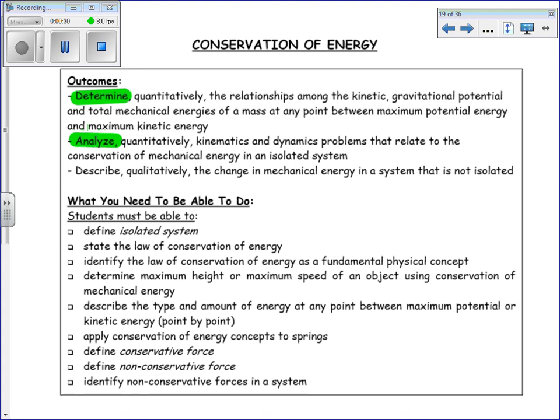Analyze quantitatively kinematics and dynamics problems that relate to the conservation of mechanical energy in an isolated system, and describe qualitatively the change in the mechanical energy in a system that is not isolated. So that means when we have friction.